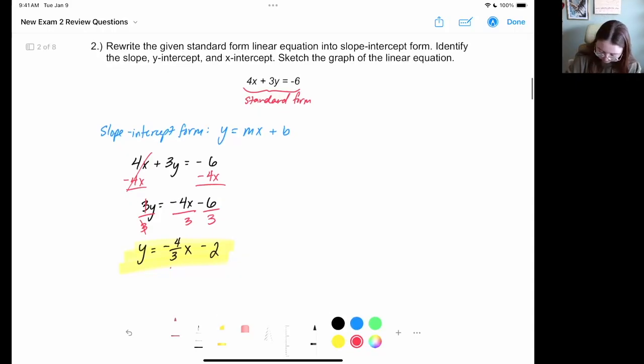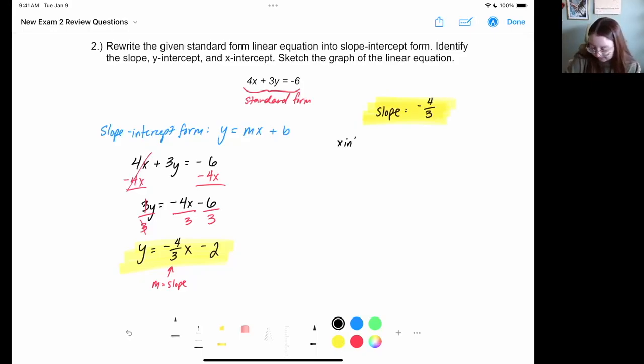The slope is always going to be that number right there in front of the x. This is your m value, which is your slope. So we would get slope is going to be -4/3. That's one of our answers. Now we want our x and y intercept.